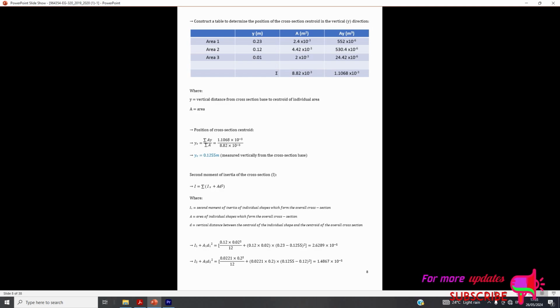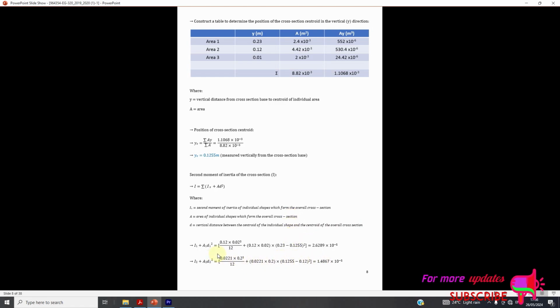Now, A y will be the moment. The position of the cross-section centroid is A y over A. The centroid of the entire cross-section will be the summation of this over the summation of this, which is 0.0125 meters. Now, the second moment of inertia is given by the summation of that formula, where I is the second moment of inertia of each individual shape which forms the overall cross-section, A is the area of each individual shape, and D is the vertical distance between the center of the individual shape and the center of the overall cross-section.